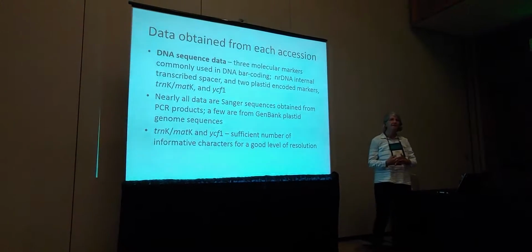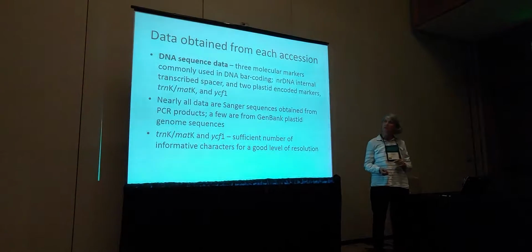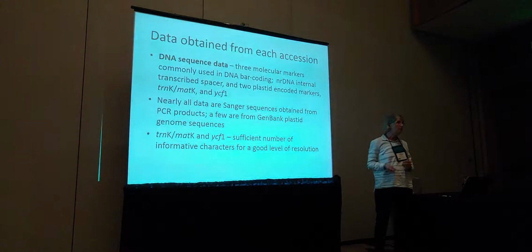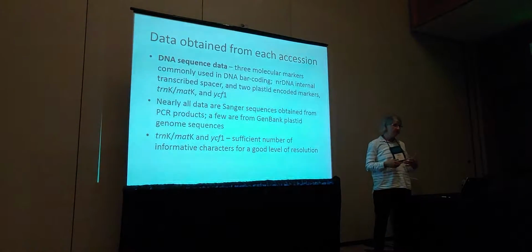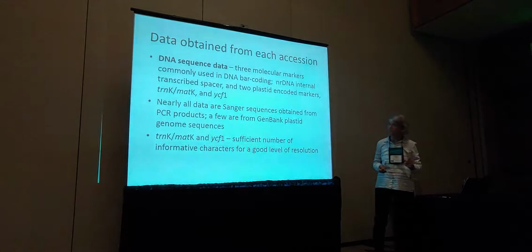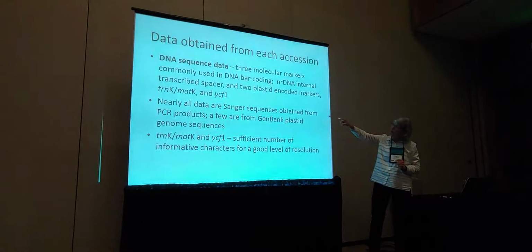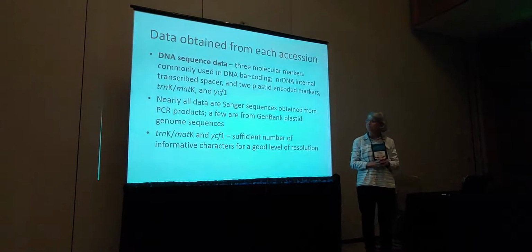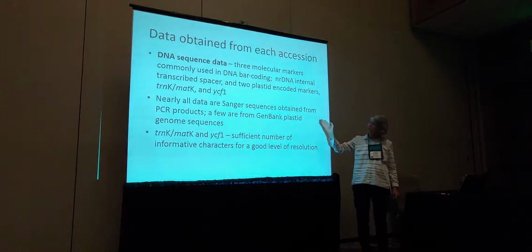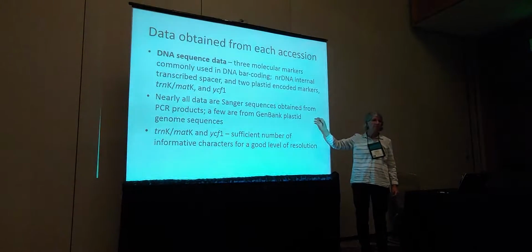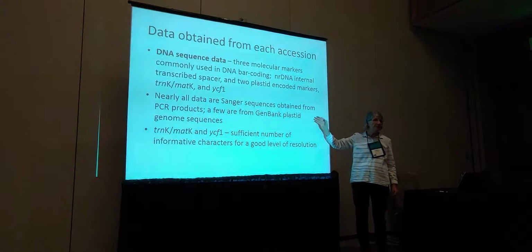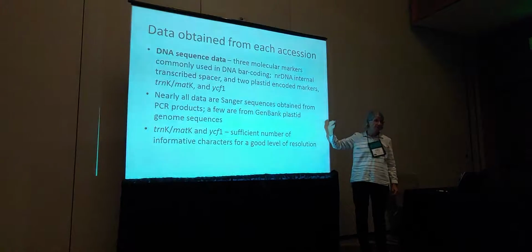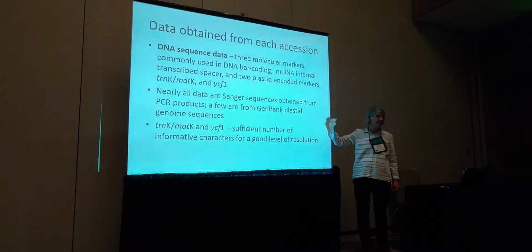The types of data that we obtained were DNA sequence data for a couple of molecular markers, matK, trnK, and ycf1, and then also ITS, the internal transcribed spacer. Mostly these were Sanger sequences. A couple of them we got from GenBank. As you'll see when we're looking at the trees, you can see their GenBank accession number.